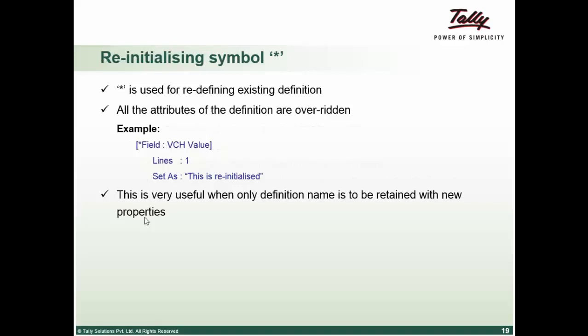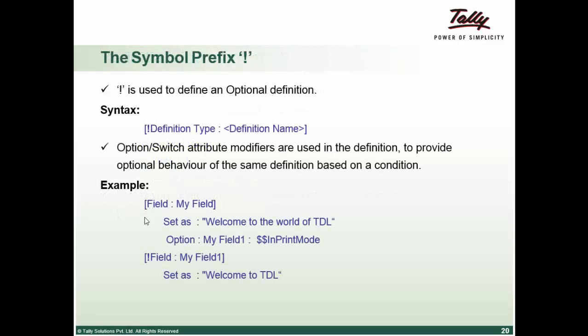Then we have the asterisk symbol, also known as a reinitializer. When an asterisk is used for an existing definition, all the attributes of the definition are overwritten. This is very useful when there is a need to completely replace the entire existing definition content with new code. Then we have the exclamation mark. It is used to define optional definitions, where the optional definitions can be called with the help of the attribute modifier switch and option.